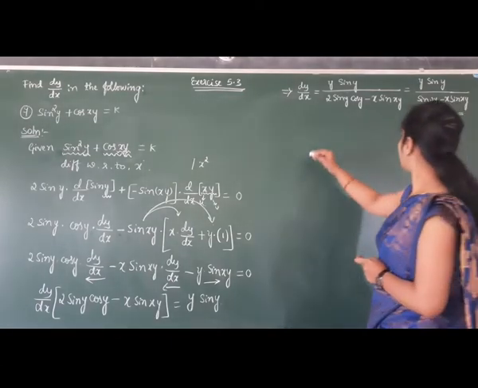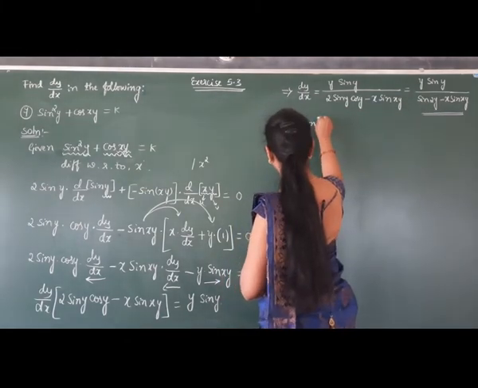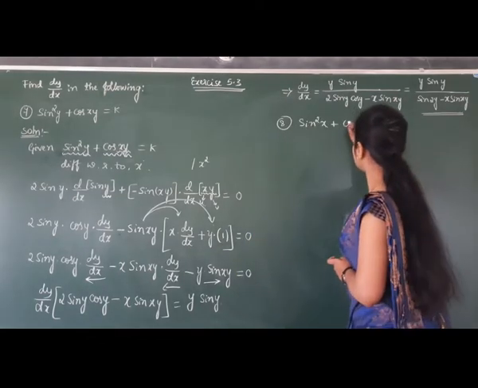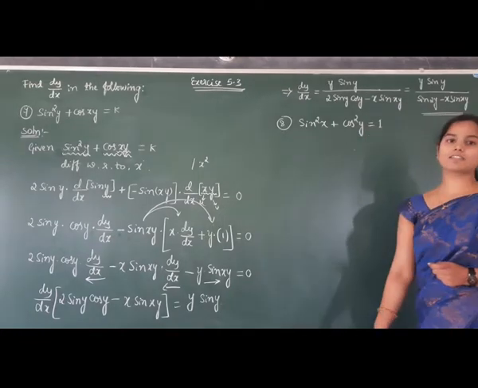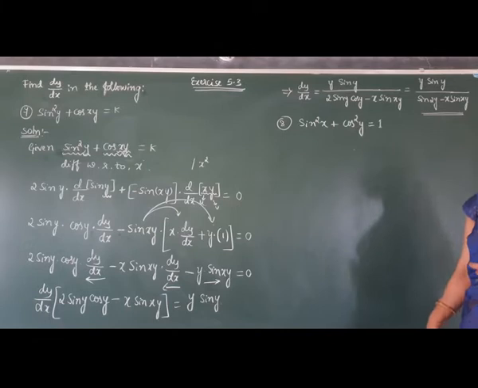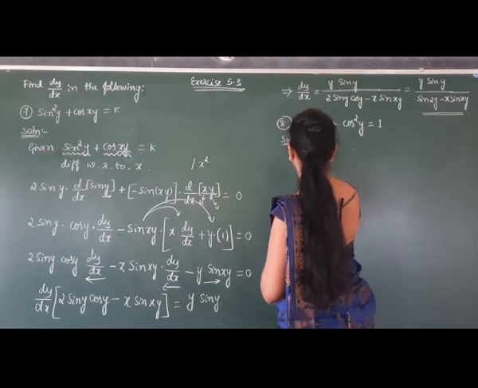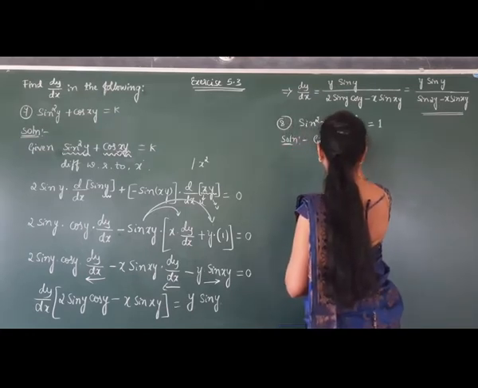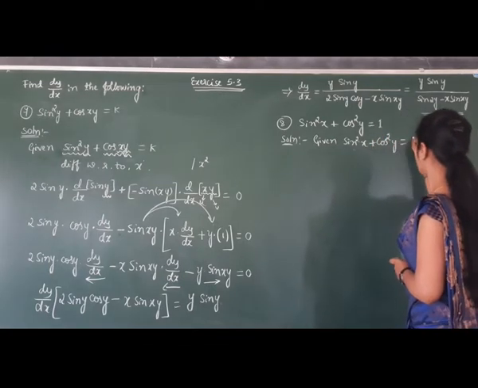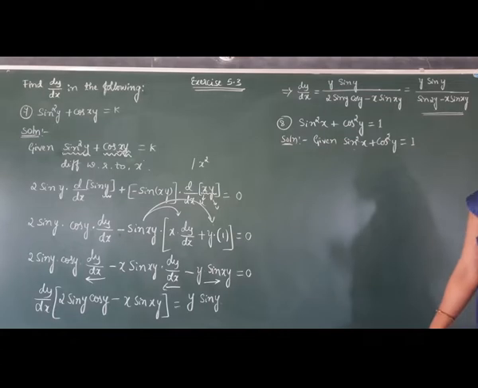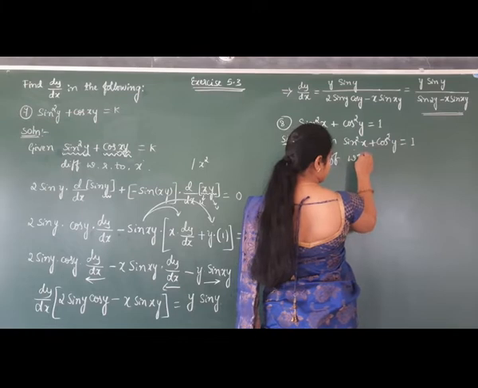Okay, so the next problem. Sin square x plus cos square y is equal to 1. So here also first we consider the given function, that is sin square x plus cos square y is equal to 1. So differentiate with respect to x.